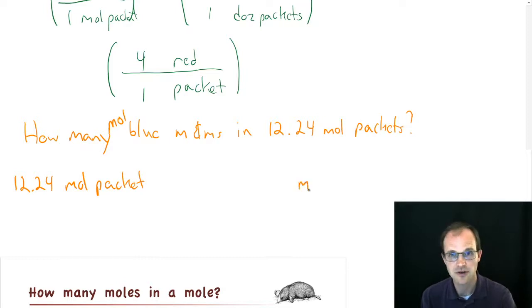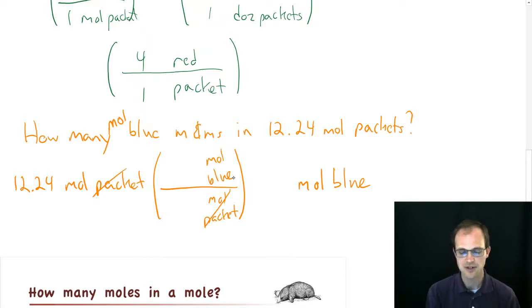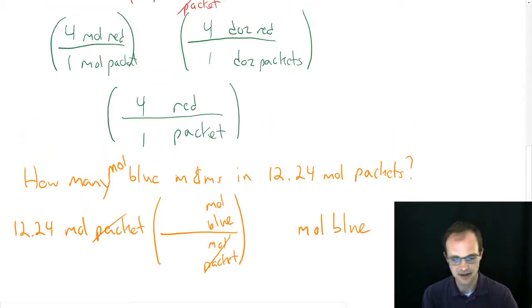And we're going to try over here to get moles of blue. What goes on the bottom? Right, we're trying to get rid of moles of packets, so it's got to go on the bottom. 1 on top, 1 on the bottom cancels out. I'm trying to get moles of blue, so it's got to go on top. And what's my ratio? Moles of blue to moles of packets, hard to think about. So don't think about that. Think about how many blues are there per packet. Oh, I just look back up here.